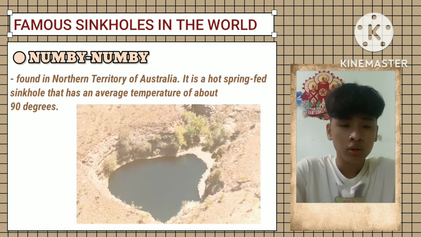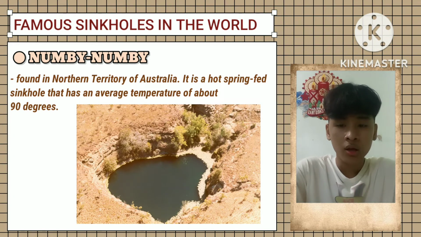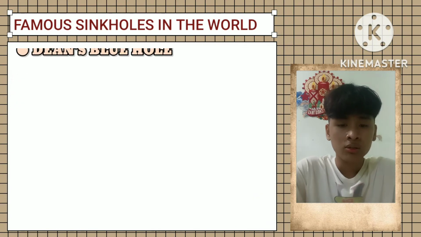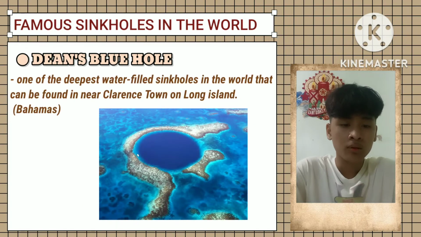Nambi, found in the Northern Territory of Australia, is a hot spring-fed sinkhole that has an average temperature of about 90 degrees. Dean's Blue Hole is one of the deepest water-filled sinkholes in the world, and can be found near Clarence Town on Long Island.